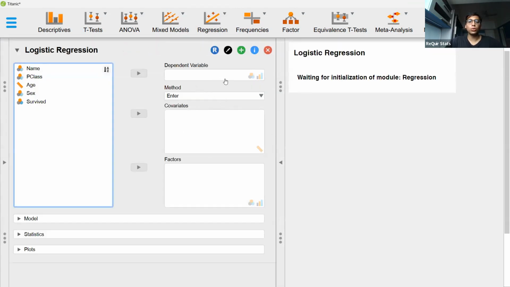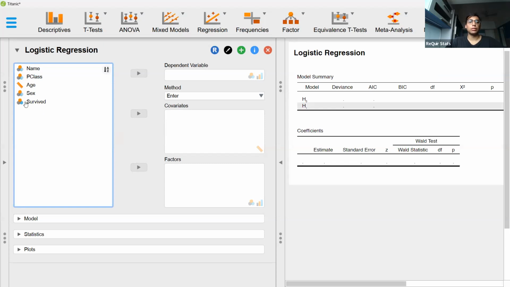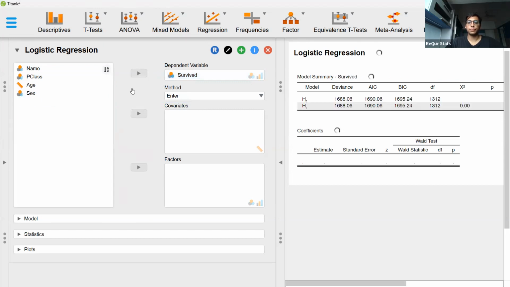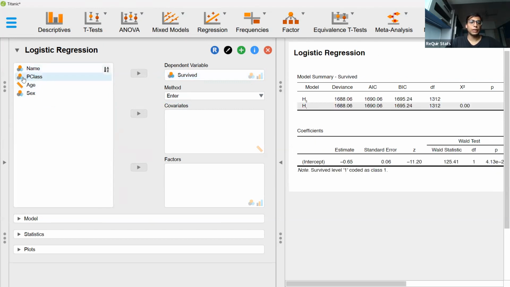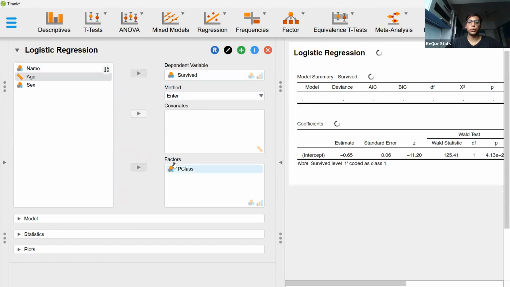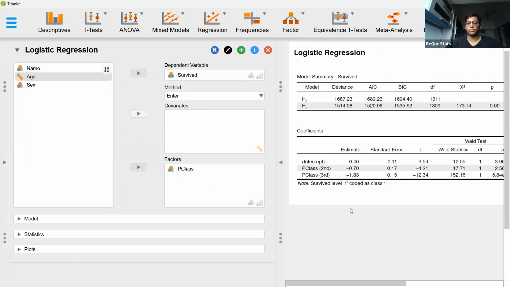And this might look very similar to linear regression to you. And it is. So you can put survival in the dependent variable and the passenger class into the factors. Now you see that we have two classes now. So where's the third class? We had first class, second class, and third class, right? So where's the first class?